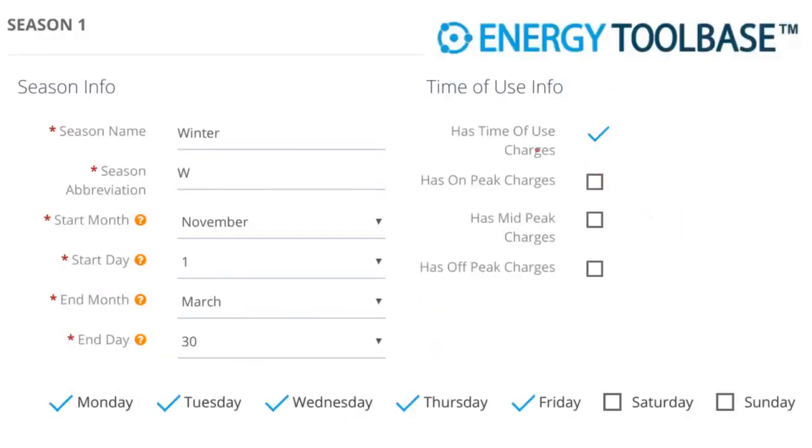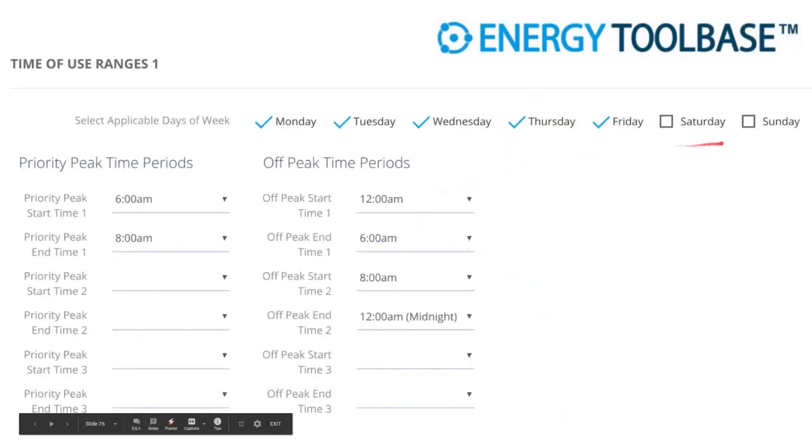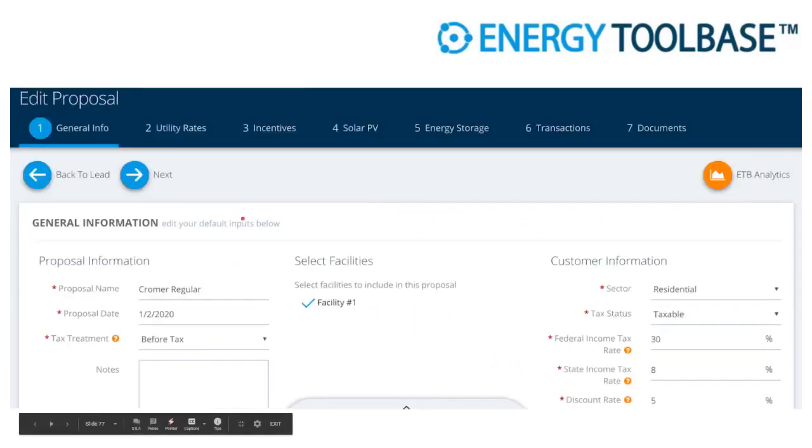Here we're modeling a time of use rate structure for during the week, and then a separate rate structure for weekends. So we're modeling our off peak period and our peak period.